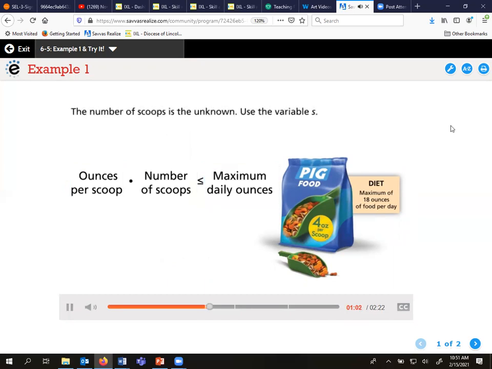The number of scoops is the unknown. Use the variable s to represent the number of scoops. Each scoop holds 4 ounces. The maximum daily number of ounces is 18. Why should the inequality use the symbol for less than or equal to? Luis? It could equal 18, yeah. So we want to include that equal to line down there. The total can be equal to, but not greater than 18.